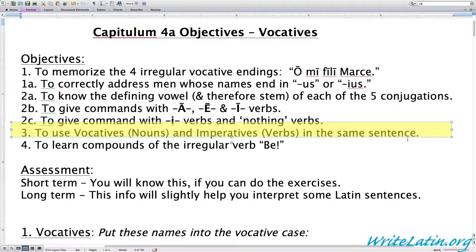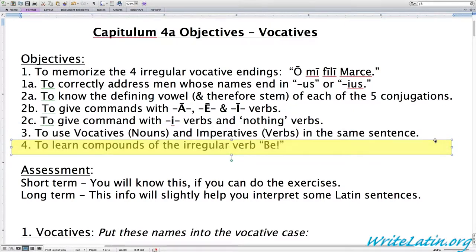Objective 3, to use vocatives and imperatives. Vocatives and imperatives are pretty much the same thing. It's just one is a noun and the other is a verb. And objective 4, to learn compounds of the irregular verb to be.